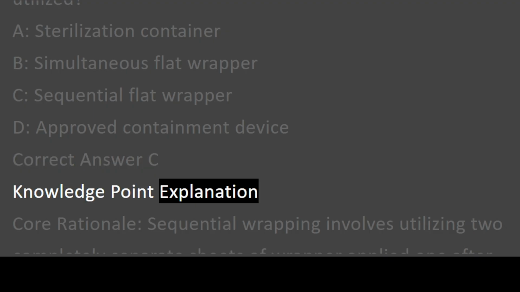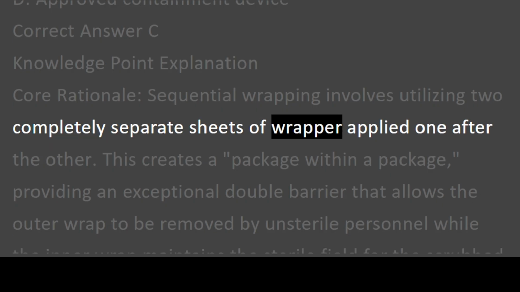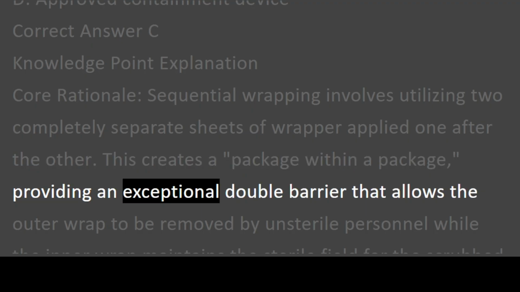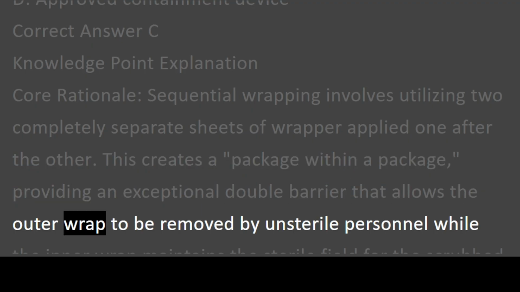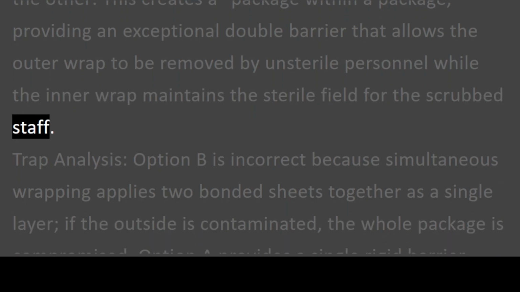Knowledge point explanation. Core rationale. Sequential wrapping involves utilizing 2 completely separate sheets of wrapper applied one after the other. This creates a package within a package, providing an exceptional double barrier that allows the outer wrap to be removed by unsterile personnel while the inner wrap maintains the sterile field for the scrubbed staff.